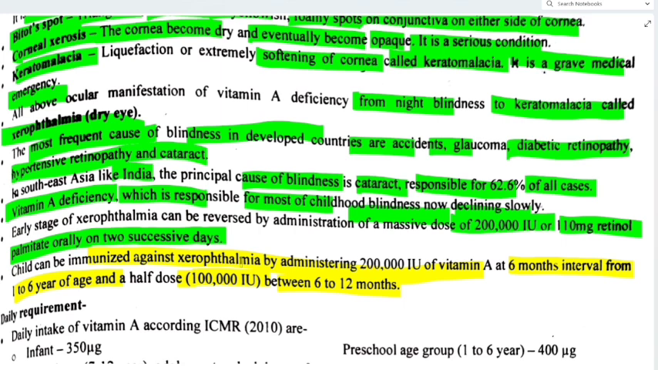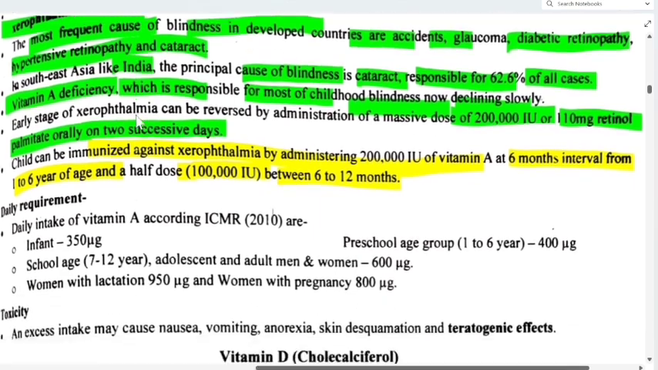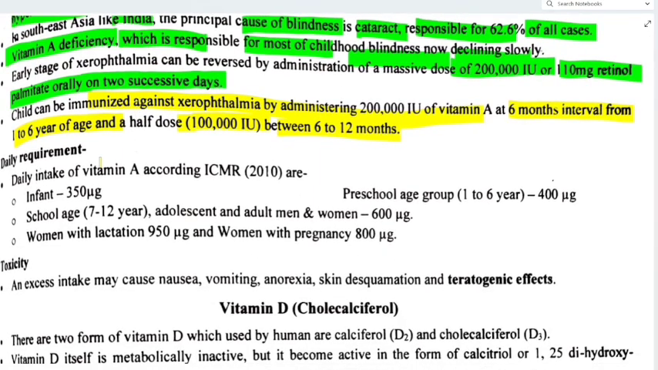Now coming to daily requirement. Daily intake of vitamin A according to ICMR 2010 is: infant 350 microgram, preschool age, that is 1 to 6 years, 400 microgram, then school age 7 to 12 years, adolescent and adult men and women 600 microgram, women with lactation 950 microgram, and women with pregnancy 800 microgram.